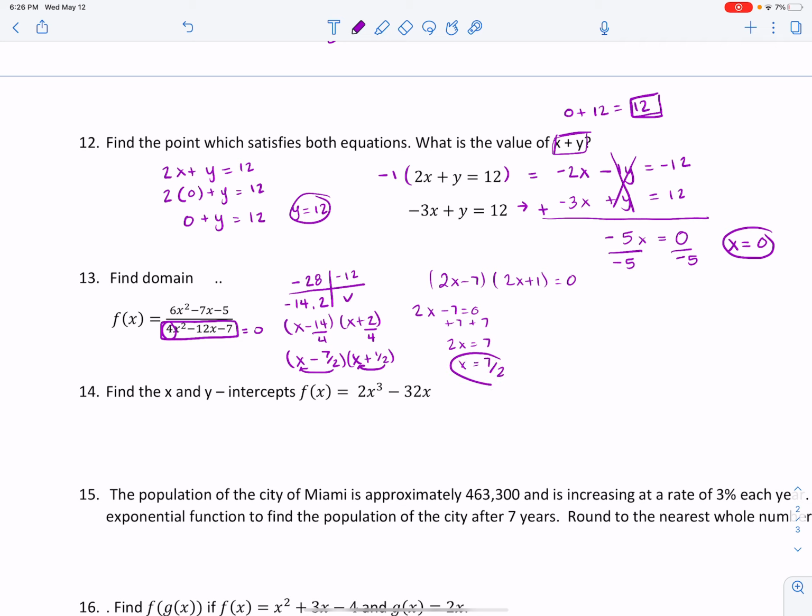So x equals 7/2 is one number that's not in my domain. And x equals -1/2 is the second number that is not in my domain. So my domain can go all the way from -infinity to -1/2, from -1/2 to 7/2, and from 7/2 to infinity.